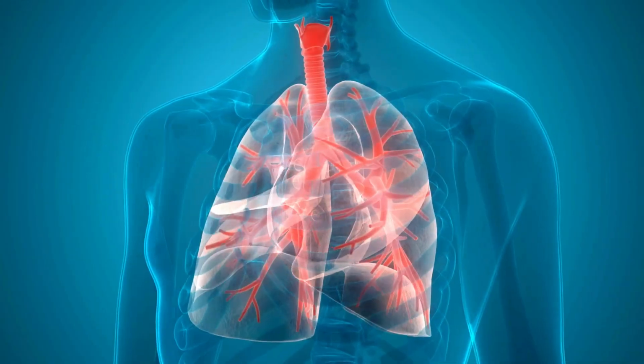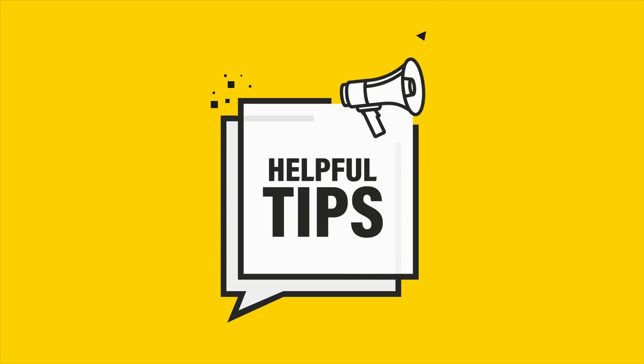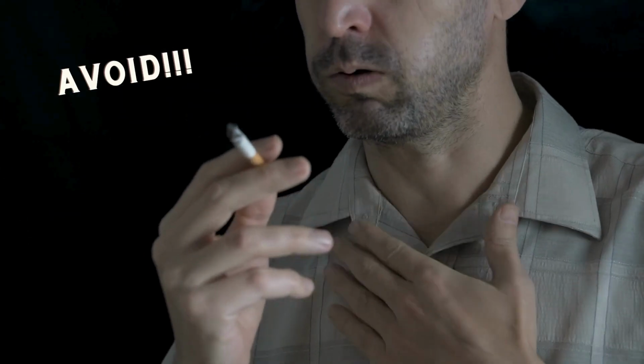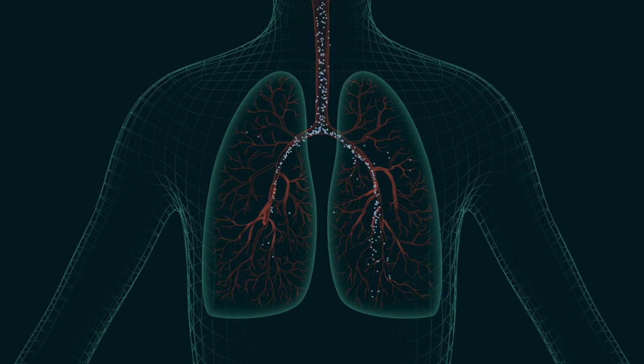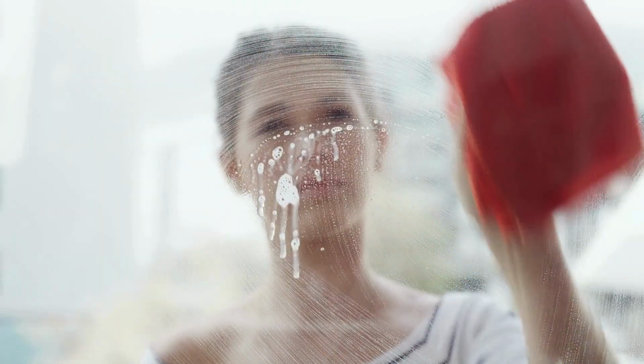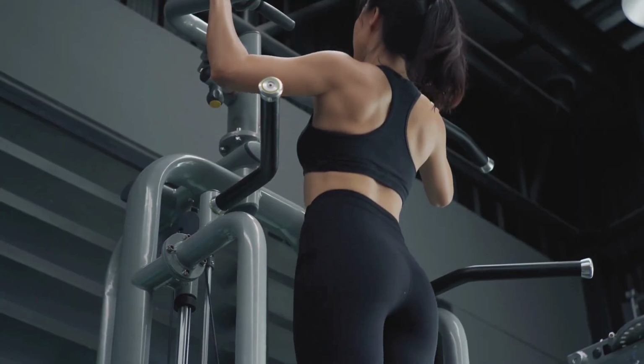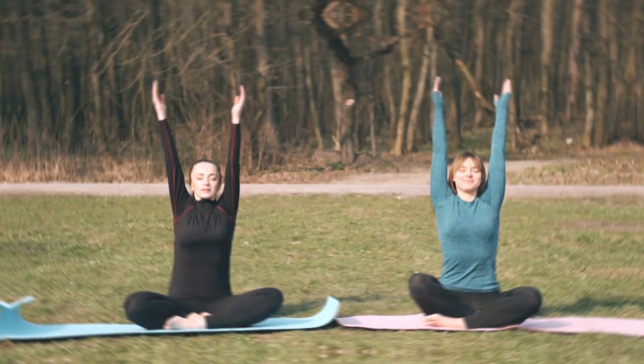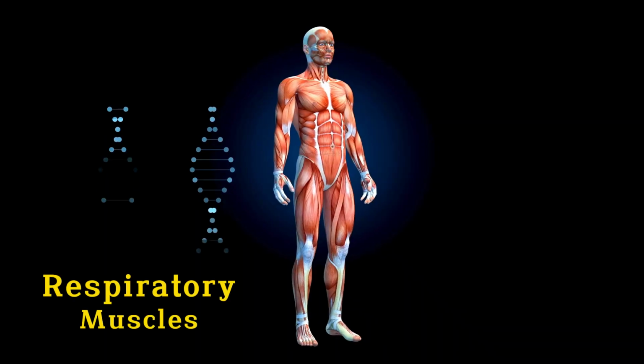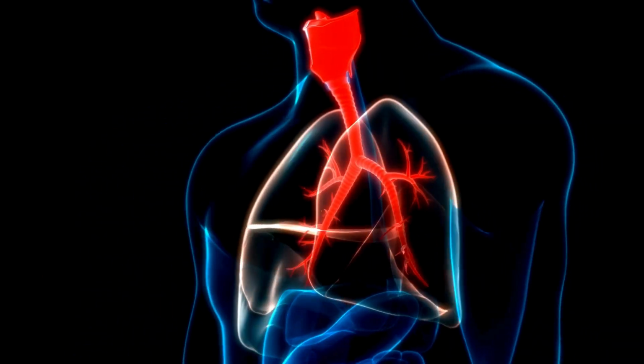To support optimal lung health, consider these essential tips. First and foremost, avoid smoking, as it stands as a leading cause of lung disease and cancer. Quitting smoking or staying clear of secondhand smoke can significantly enhance lung health. Regular physical activity is another key factor. Engaging in routine exercise not only benefits overall health but also strengthens respiratory muscles and bolsters lung function.